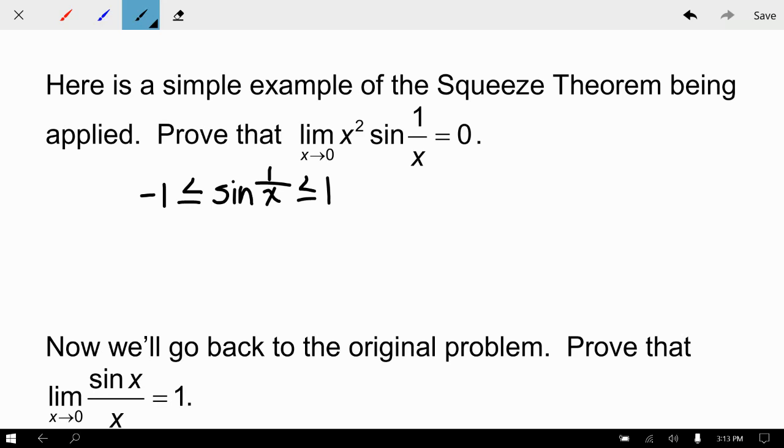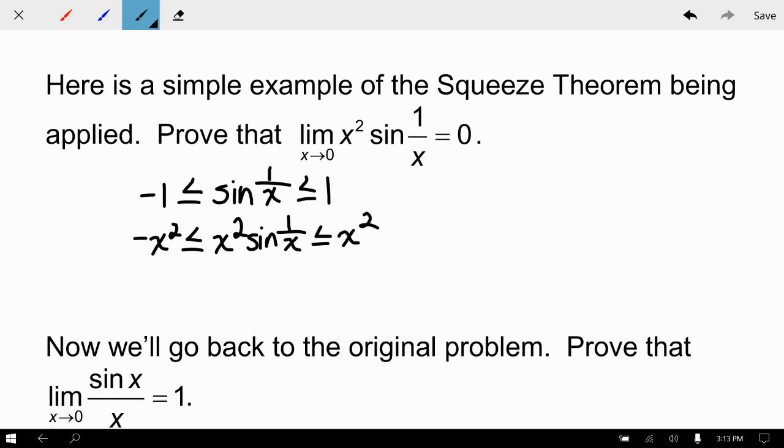And now that doesn't look exactly like the function that I have, because my function was x squared sine 1 over x. Well, now let's manipulate this so it looks like my function. I'm going to multiply everything in this inequality by x squared. So that's going to give me -x squared being less than or equal to x squared sine 1 over x, and that's going to be less than or equal to x squared. Okay, so now I've got my function bounded like I wanted.